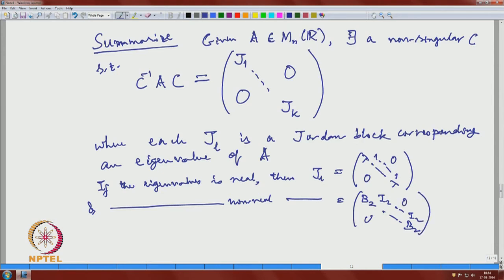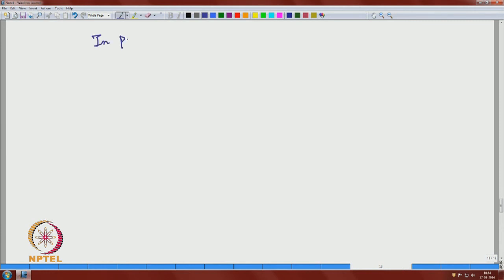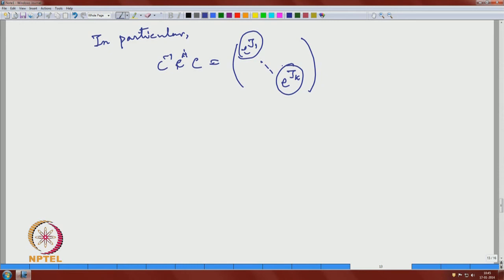So, in particular, we have C inverse A C, and exponential e to the J1, etcetera. And in the next 10 minutes, I will just show you how easy it is to compute the exponential of each of these blocks. So, let me just again concentrate on that.